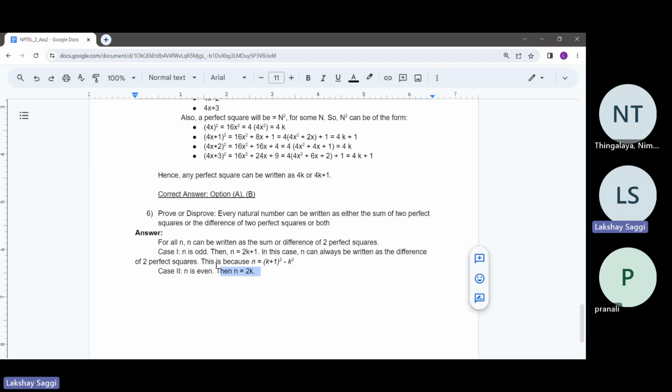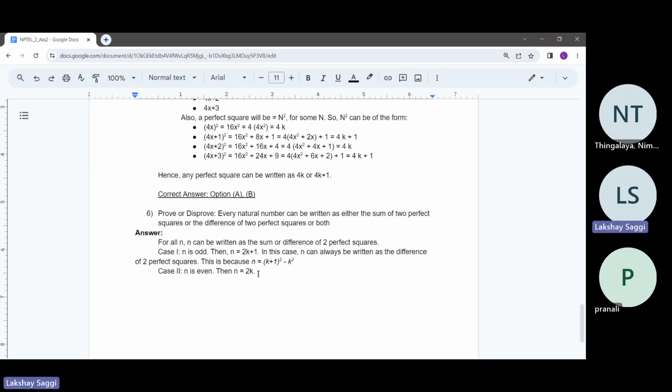For odd numbers, we are done, that we have proved. But for even numbers, we are not sure whether we'll actually be able to prove it or whether we'll be able to disprove it, right? So we'll need to think about what will be the case when n equals 2k.